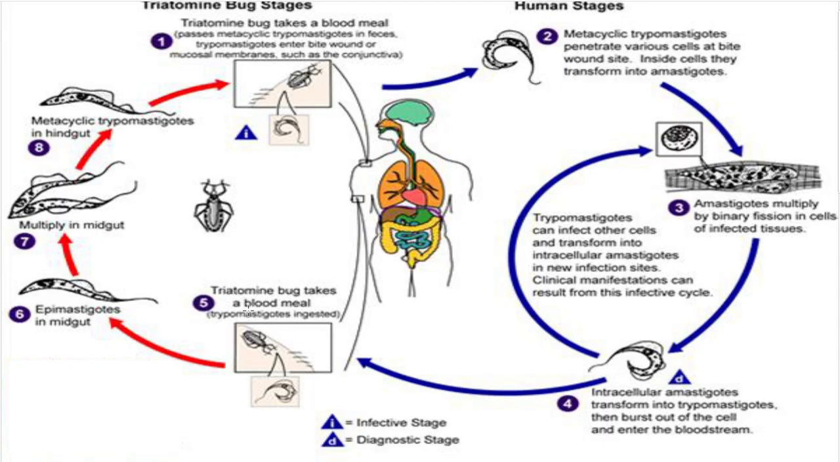From here, the triatomine bug takes up a blood meal. Trypomastigotes are ingested. From here, they transform into epimastigotes in the midgut, multiply in the midgut, and become metacyclic trypomastigotes in the hindgut. And in this way, the life cycle goes on. Here, trypomastigotes can infect other cells and transform into intracellular amastigotes in new infection sites. Clinical manifestations can result from the infective cycle.